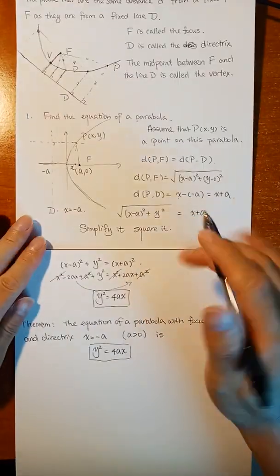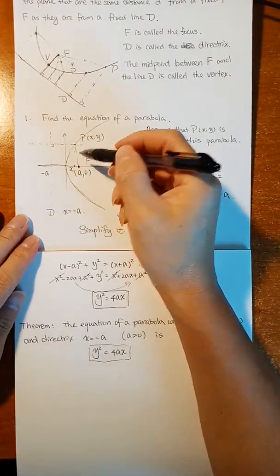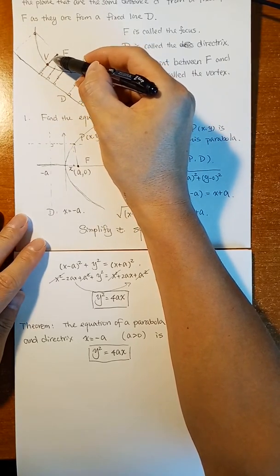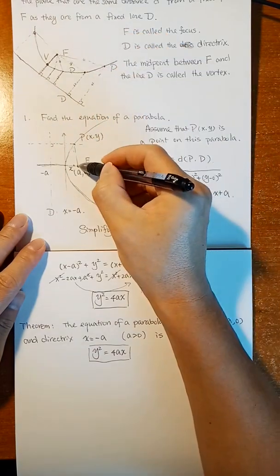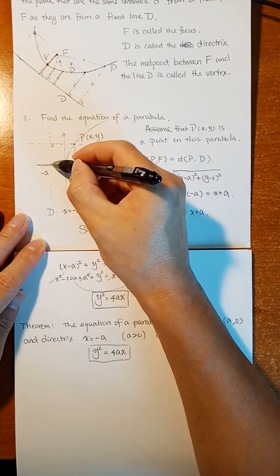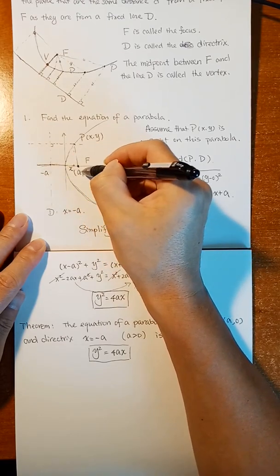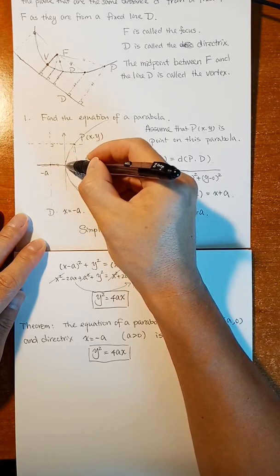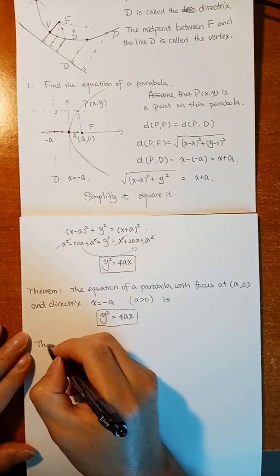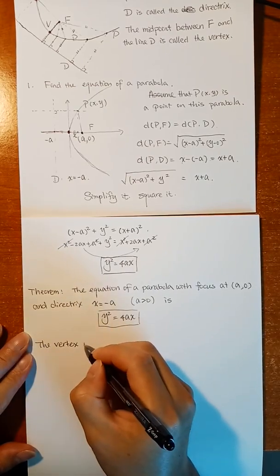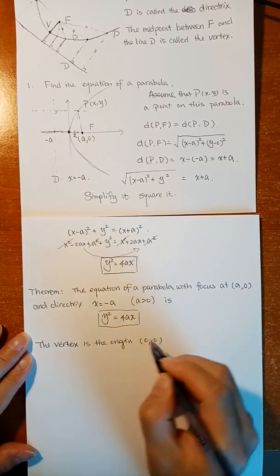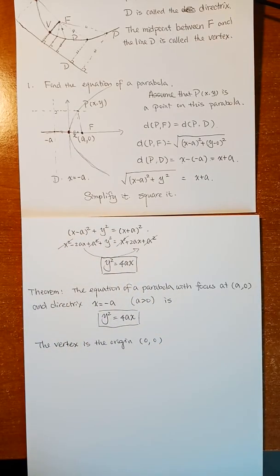Okay, one more thing. Remember we have a vertex. How do we get a vertex? We start from the focus and do a projection to the directrix. Here you have the vertex, you have the focus, you project it to the directrix. This is A. Here's A, so this segment is A, this segment is A. So the vertex is the origin, 0, 0. Well, x is 0, y is 0. So this is the vertex.